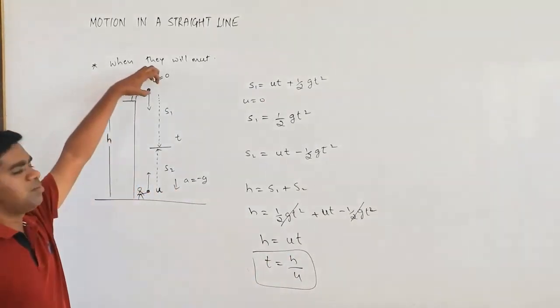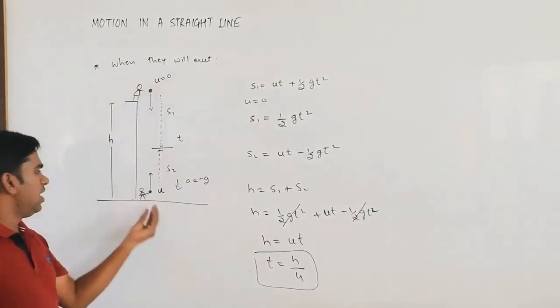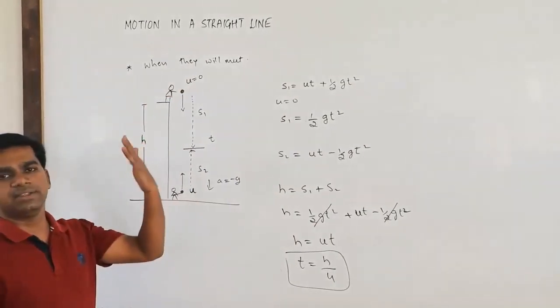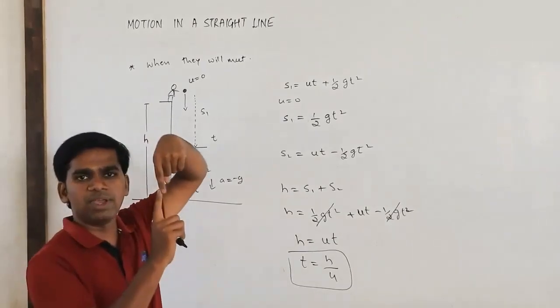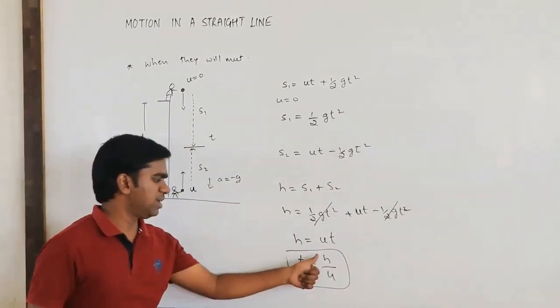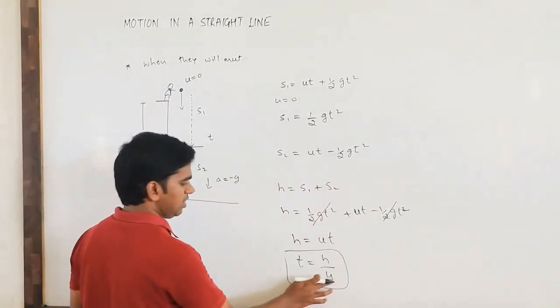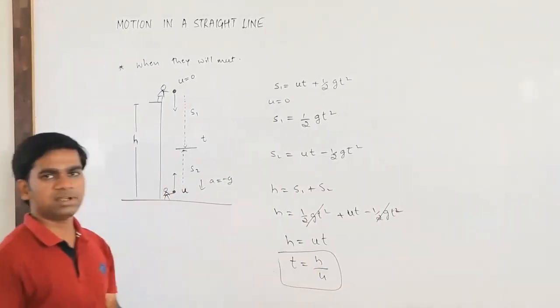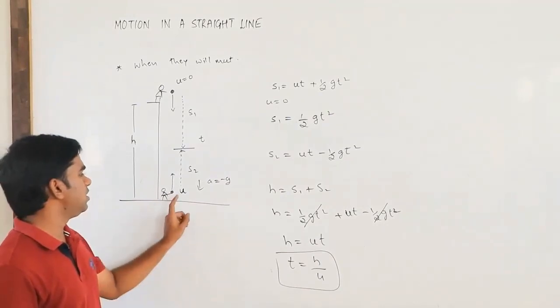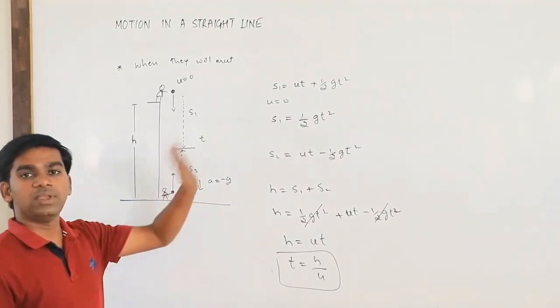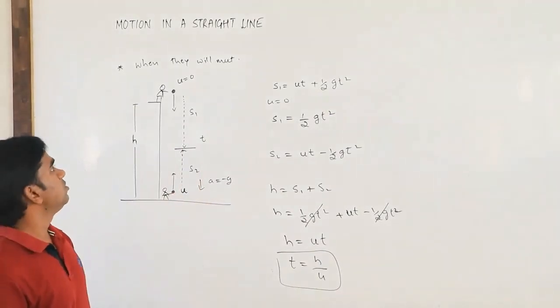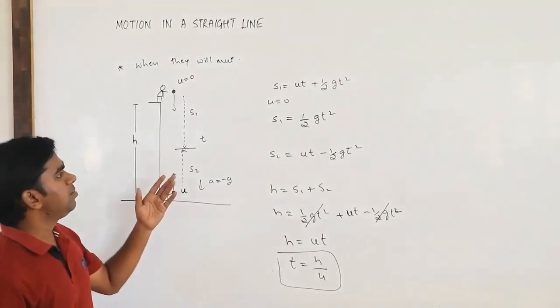When somebody drops a ball from some height H and someone is throwing a ball in upward direction, both will meet somewhere at a time of H by u. H is the height, and u is the initial velocity given to the body which is thrown upward. So this is when they will meet.